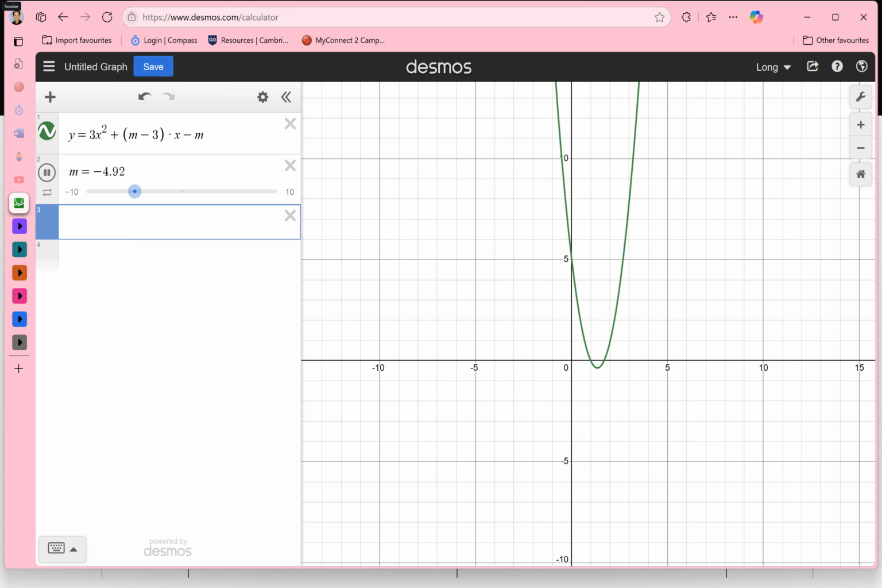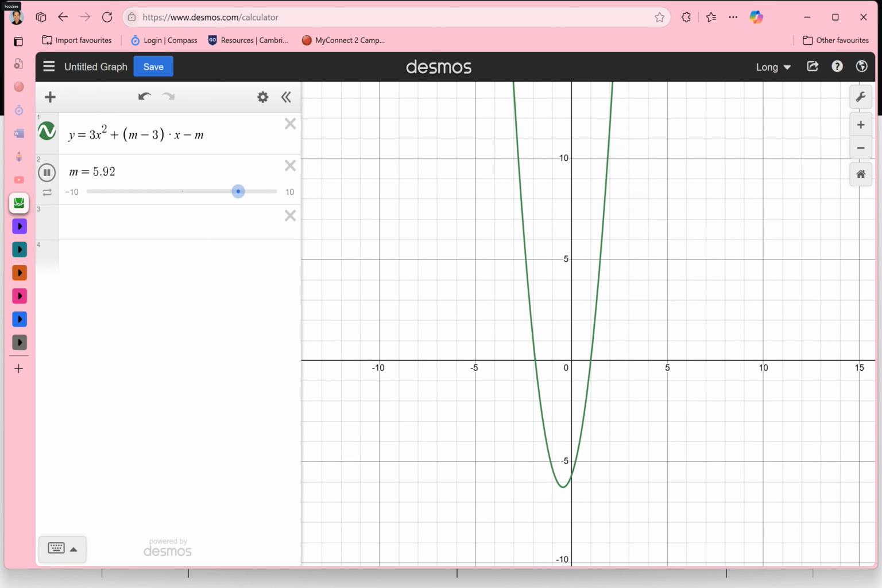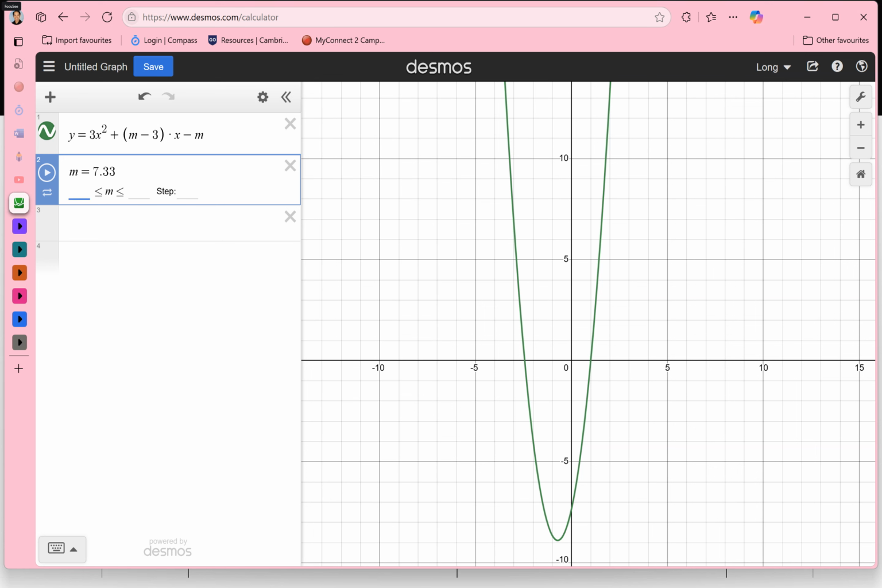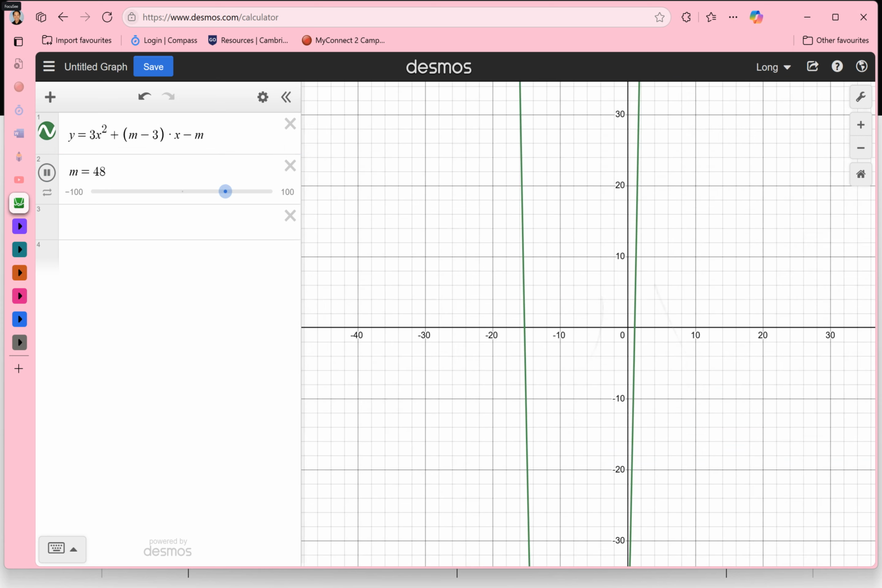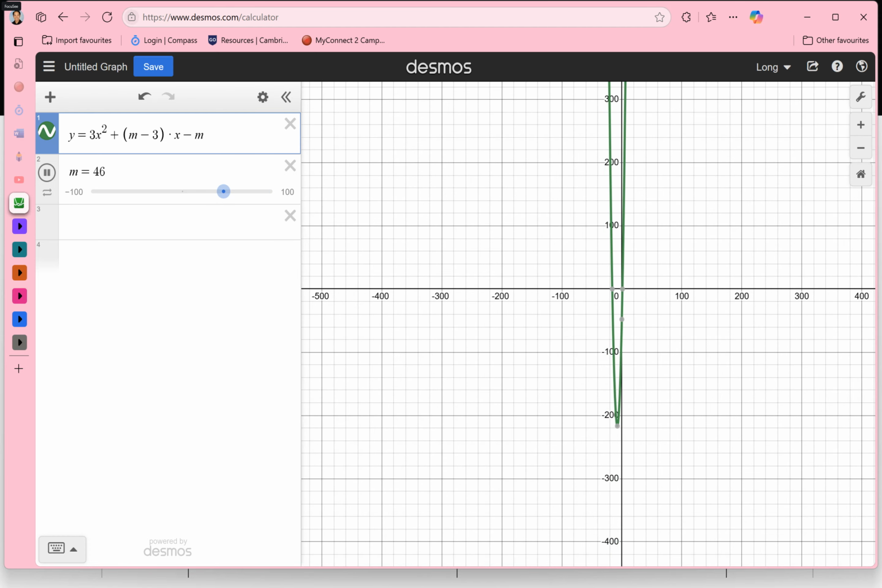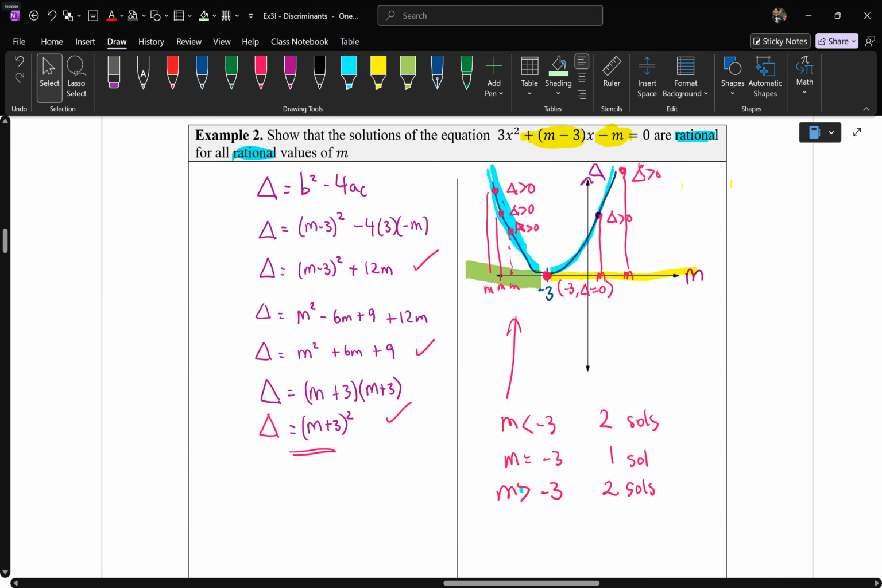Right now m is restricted from negative 10 to 10. I can say, let's do negative 100 to 100. Let's go steps by 2, yeah? So if I press play now, and I zoom out, you'll see it's 2, then 1, and 2. It doesn't matter what m values you choose. It will always be 2 or 1 or 2. There's never 0. And that was not by guessing. That was by analyzing your discriminant graph.